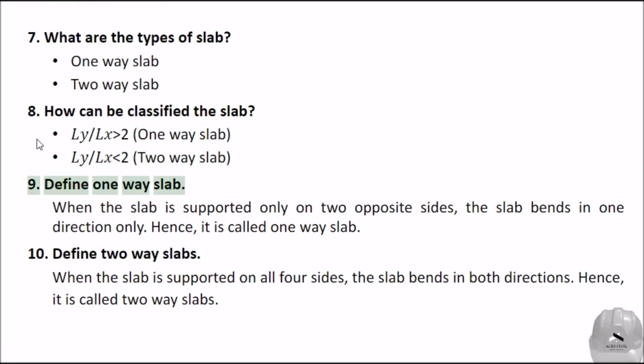9. Define one-way slab. When the slab is supported only on two opposite sides, the slab bends in one direction only. Hence, it is called one-way slab. Define two-way slab. When the slab is supported on all four sides, the slab bends in both directions. Hence, it is called two-way slab.